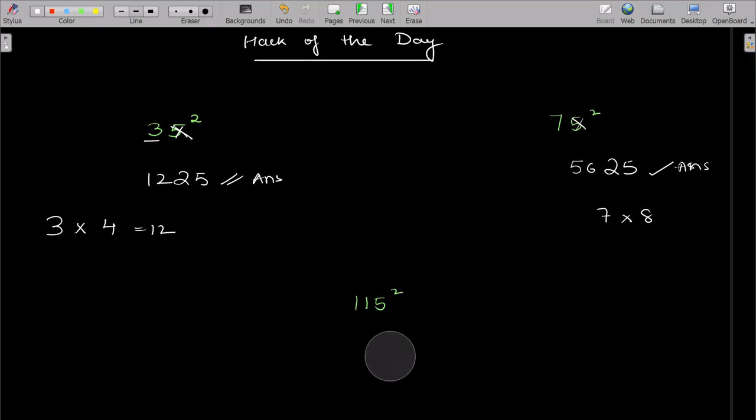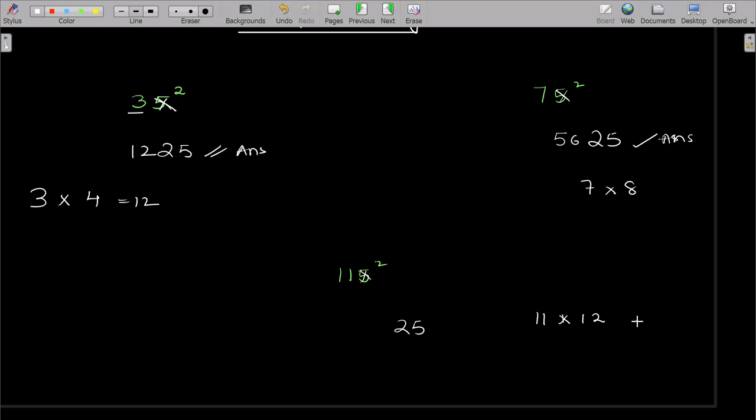Now let's do a 3-digit number, 115. First step, we write 25, then ignore this 5. Then what is left? 11. And then add 1, so I get 12. Then you multiply 11 and 12. That's 132, and you write that 132 here. So that's your answer. This was pretty easy, right? You'll get the answer in just 2 seconds.